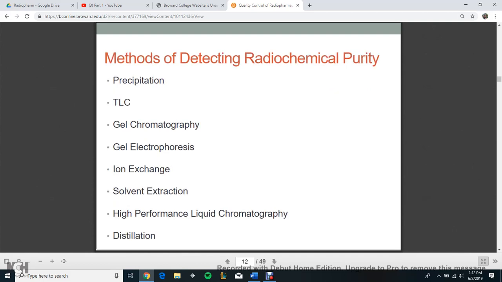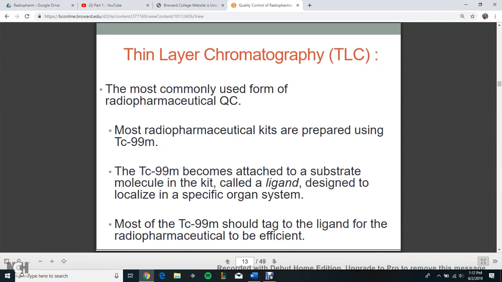Methods of detecting the radiochemical purity are precipitation, TLC, which is thin layer chromatography, gel chromatography, gel electrophoresis, ion exchange, solvent extraction, high performance liquid chromatography, and distillation. TLC, thin layer chromatography, is the most commonly used form of radiopharmaceutical QC.